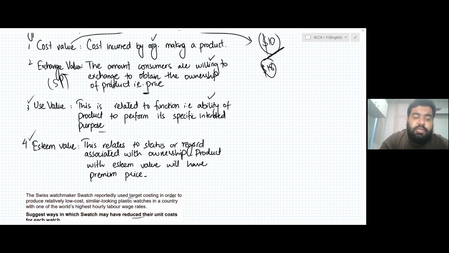It relates to the status or regard associated with the ownership. A product with esteem value will have a premium price. Like we say, sometimes when we are wearing clothes, we say it's a brand shirt, I have taken a branded shirt. What it means is that I have paid more. Why? Due to the esteem value. People will see and say, wow, very good shirt. So that's the esteem value for some products. It's not for every product. Obviously, only for some products is there esteem value.